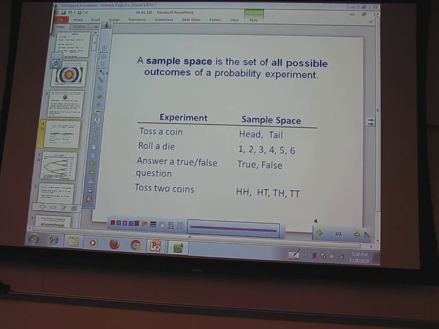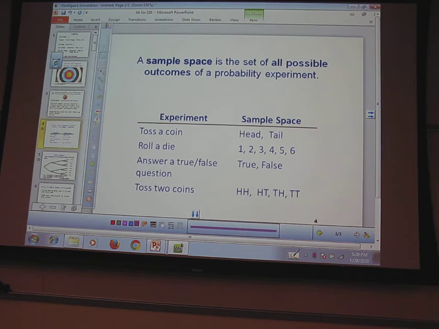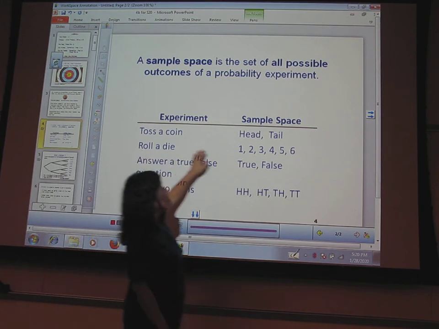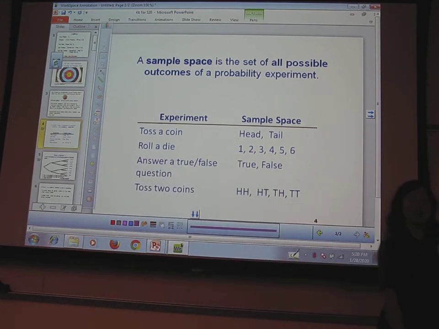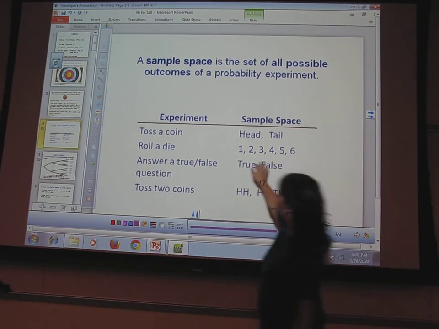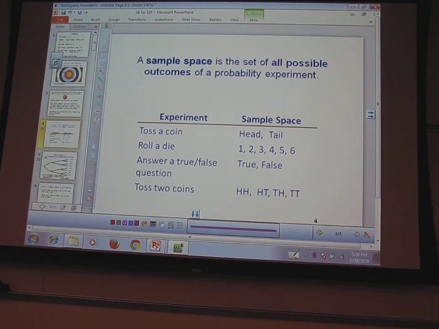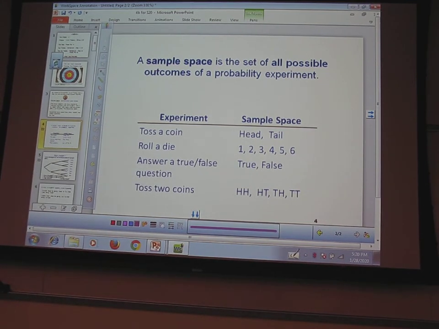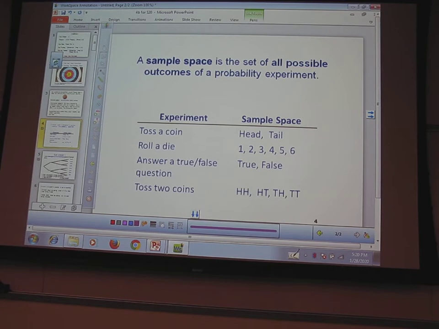All right. Sample space. Noe, go ahead and read. A sample space is the set of all possible outcomes of a probability experiment. Right. So remember, if you roll a die, the sample space is all possible outcomes: 1, 2, 3, 4, 5, 6. That's the idea of a sample space. It's a set of all possible outcomes.